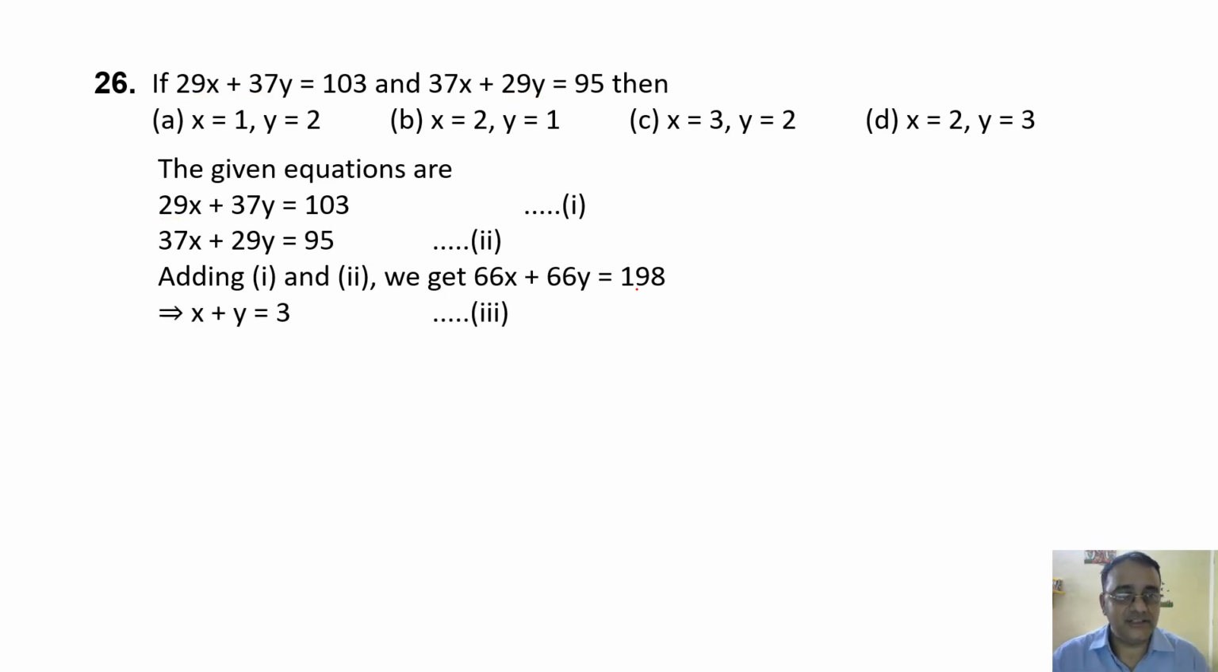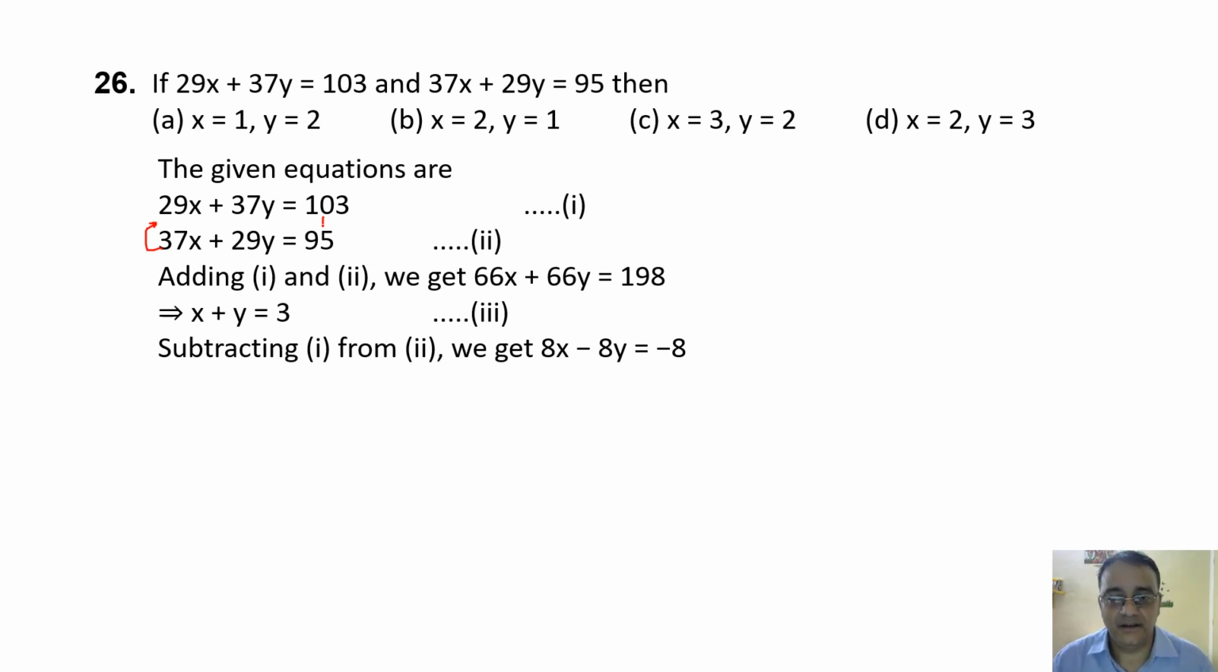Okay, now we are going to subtract. We will do it the other way, 2 minus 1. So 37 minus 29 is 8, 8x minus 8y, and this also becomes minus 8. So if you divide all by 8, what will you get? x minus y is equal to minus 1. Right, very good. x minus y is equal to minus 1. Now we have to add these two equations. If you add, what will you get?